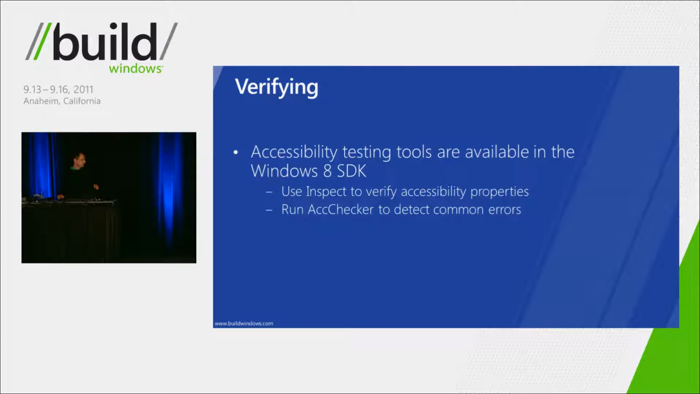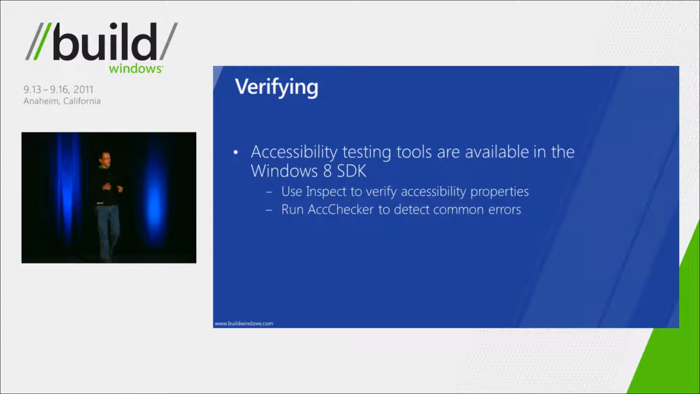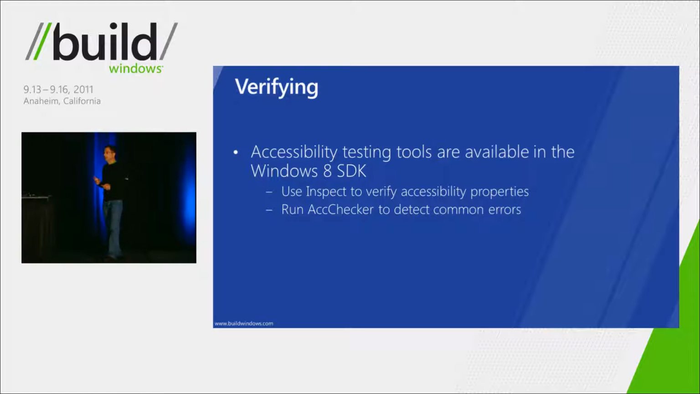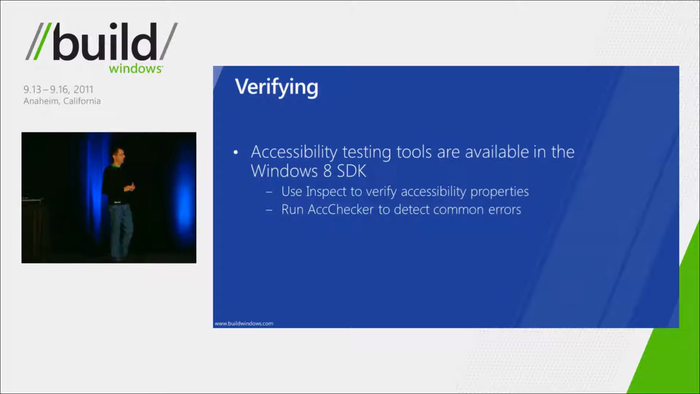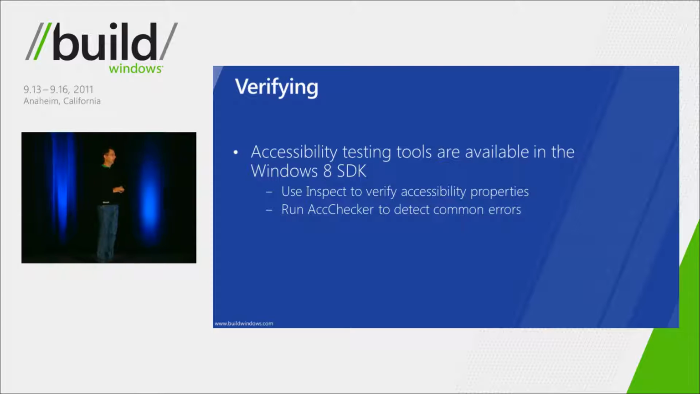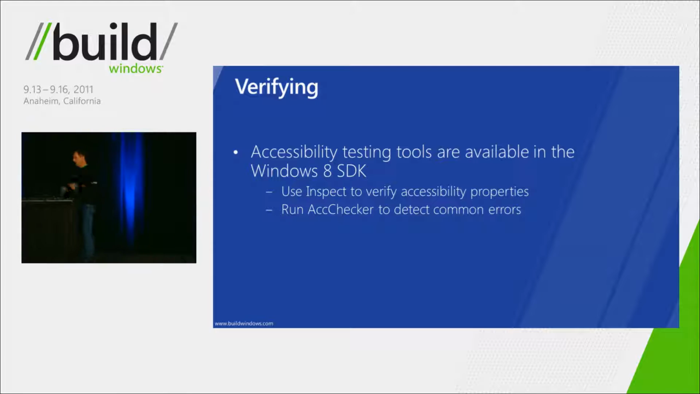Okay, so you're feeling pretty good about the accessibility of your app. You've built it from one of the accessible templates, and you've added some markup. Now you really want to verify it, so you can try and identify any places that might be a problem, that might not be as accessible as you thought. And there's a couple of great tools that come with the SDK to help in doing that. One's called Inspect, and one's called Act Checker. So I'm going to do a couple of demos of those now.